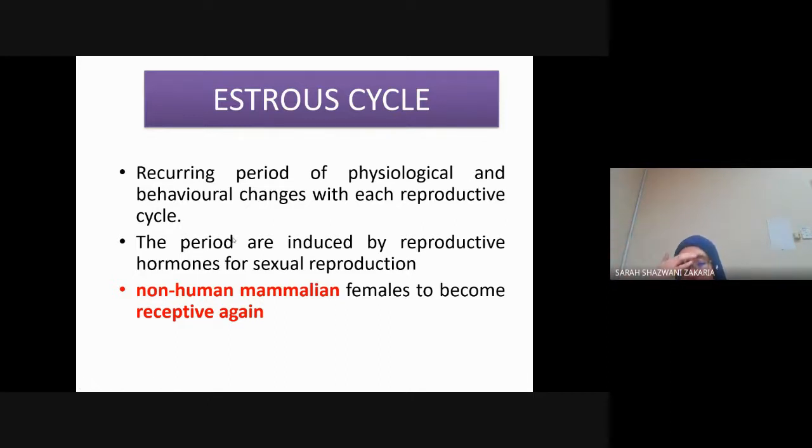In non-human mammalian females, the estrous cycle will cause them to become receptive. Receptive here means allowing the male to mate with the female.